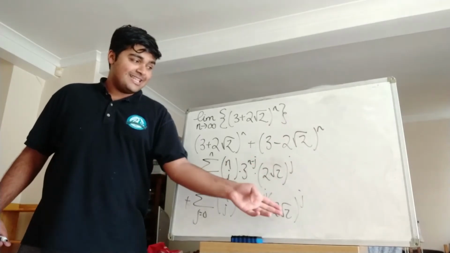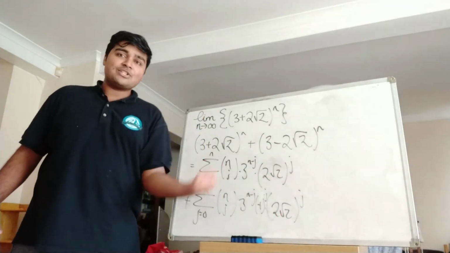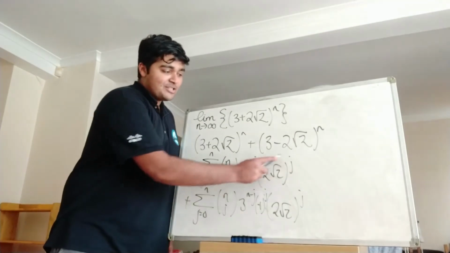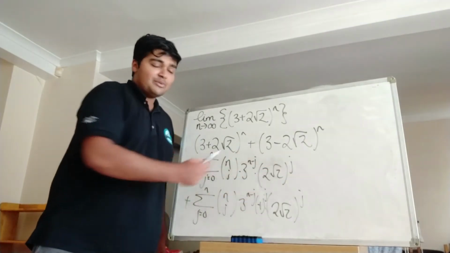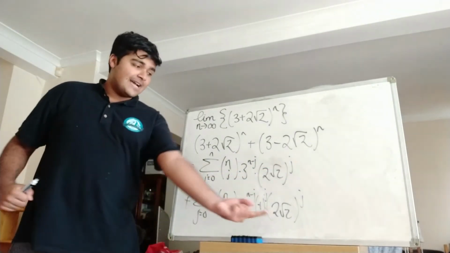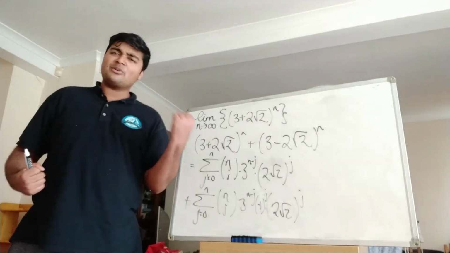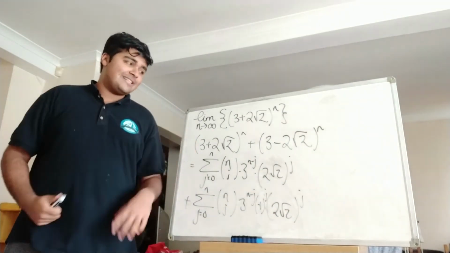So this will cancel with this. So the only thing we need to do is consider when j is even, but that's perfectly fine, because when j is even, this guy here, the root 2, is going to sort of square out to be an integer, and similarly this is going to square out to be an integer. So we've just got an integer plus an integer, and obviously that's an integer.